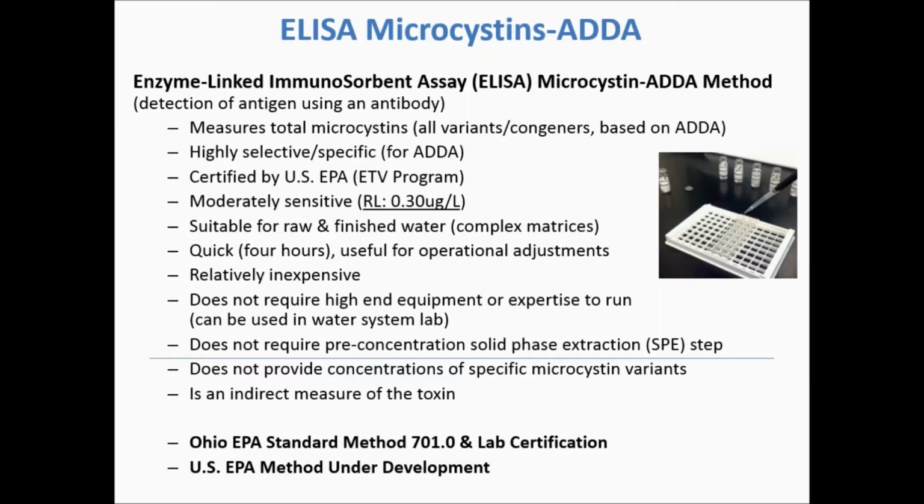The method is highly selective, certified under US EPA's ETV program, moderately sensitive, and suitable for both raw, finished water, and treatment-carrying sample analysis. It's quick, relatively inexpensive, does not require a pre-concentration step, and does not require high-end expertise to run. Currently, 28 public water systems in Ohio have received preliminary certification in this method, in addition to several commercial labs. On the downside, the method does not provide a direct measure of the toxin and does not provide concentrations of specific microcystin variants.